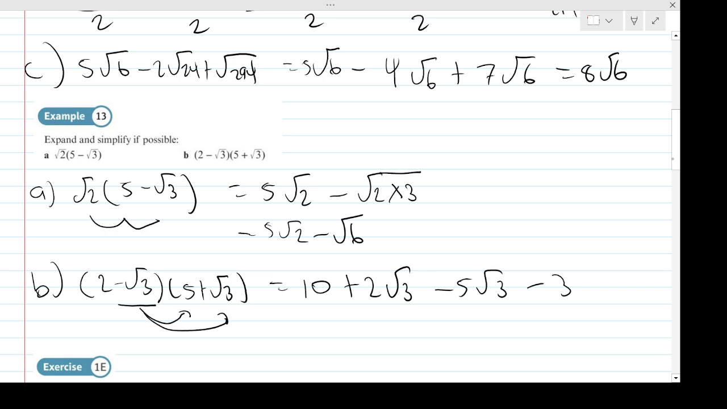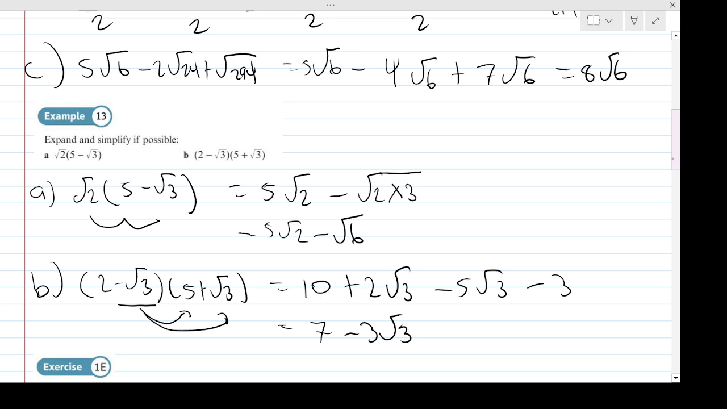Well, we can simplify it, can't we? Because we can first deal with the actual numbers, so the 10 and the minus 3. 10 minus 3 is 7. And then I can collect the root 3s as like terms, in a way. So I'm going to have 2 lots of root 3, take away 5 lots of root 3. That's going to be negative 3 lots of root 3. And I can't do anything more there. Obviously, root 3 is as small as it is. I can't do anything more to break that down. So there we are.